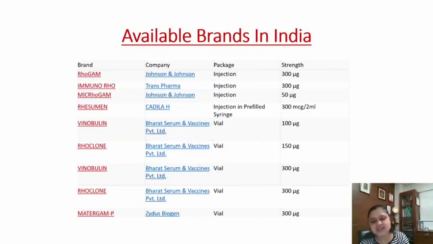Now let us take a look at whatever brands are available in India. So these are the following brands which are available. Rogam, Immunoro with a strength of 300 micrograms, Vinobulin 100 micrograms, Resumin 300 micrograms available as a 2 ml vial. Roglone is available in two strengths, 150 micrograms and 300 micrograms. Metagam P is there, 300 micrograms.